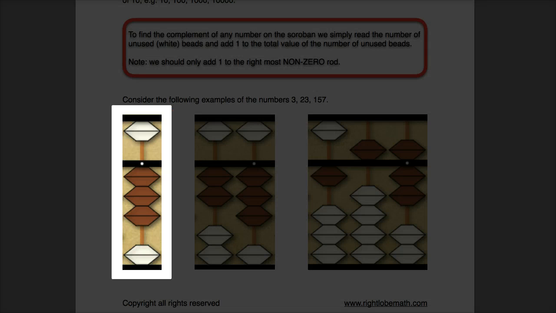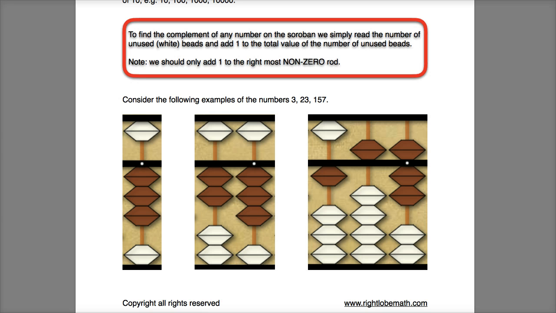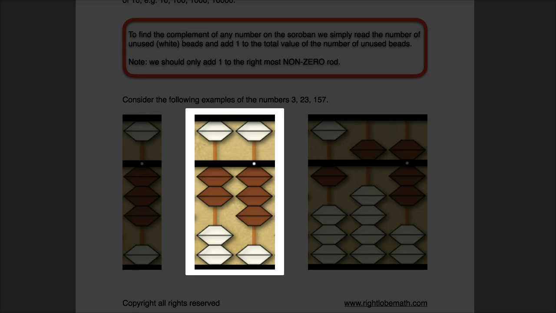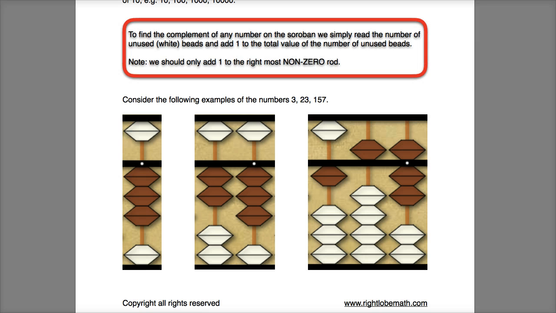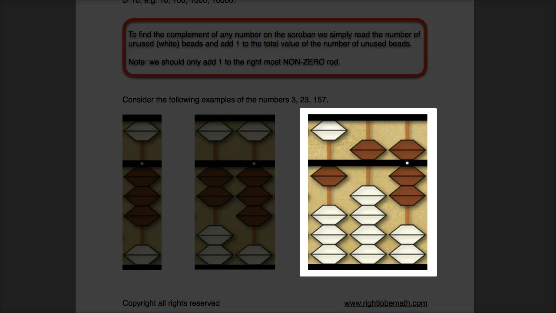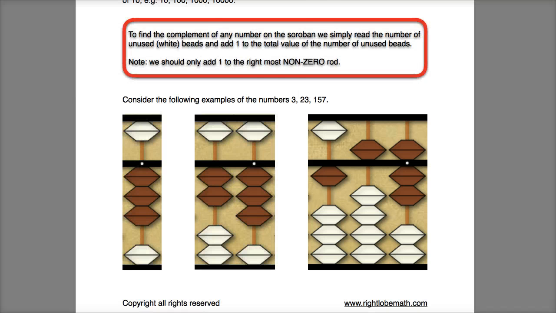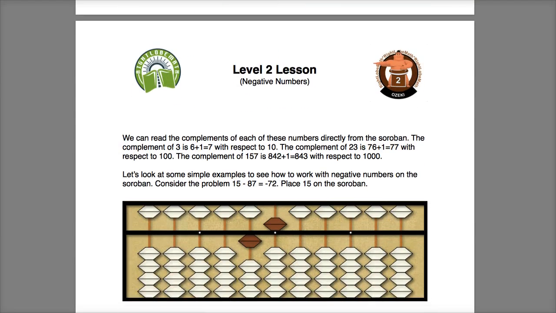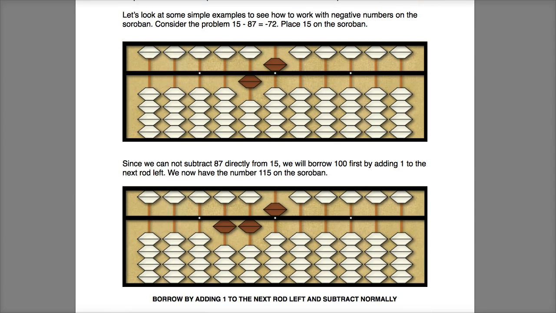Here on the left we have the number 3 on the soroban. So 3's complement with respect to 10 would be 6 plus 1, or 7. Next we have 23, and 23's complement with respect to 100 would be 77. And then finally 157, complement with respect to 1000 would be 843. So let's look at some examples to see how we work with negative numbers on the soroban.